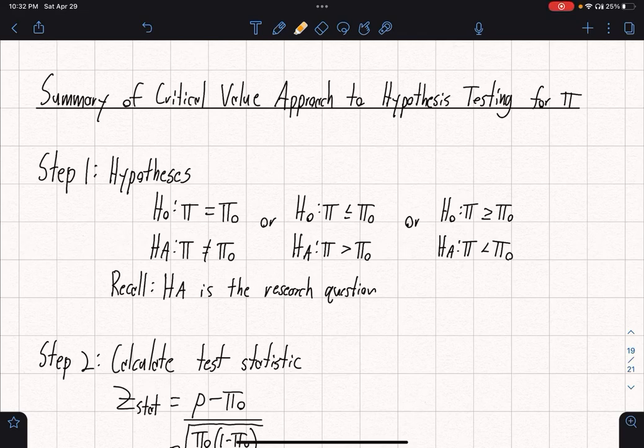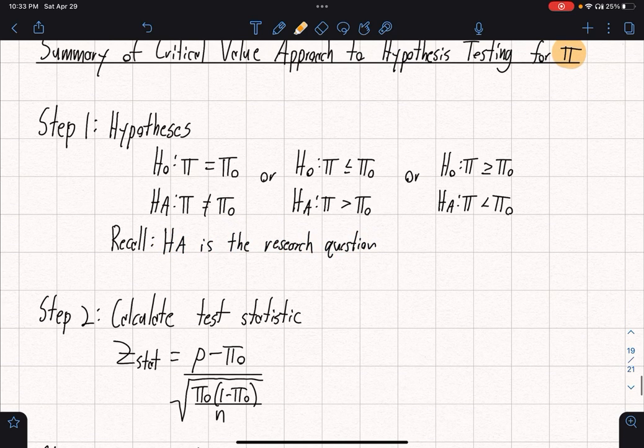Okay, so I want to summarize our hypothesis testing for the population proportion pi. Step one, hypotheses. Just as before, it's either pi is equal to some hypothesized value, or we might test for whether it's greater than some value or less than some value. So same as the means, we're just using pi's instead of mu's. And of course, we recall that the alternative hypothesis is our research question.